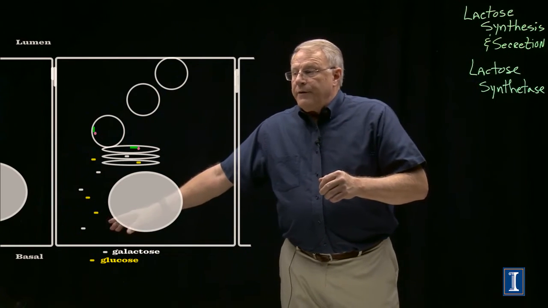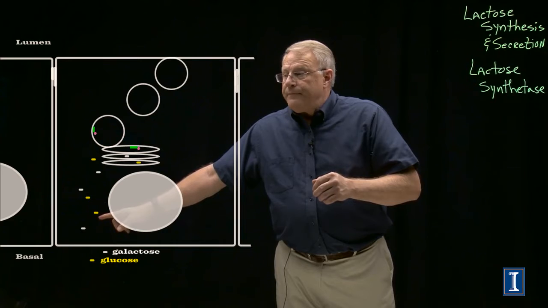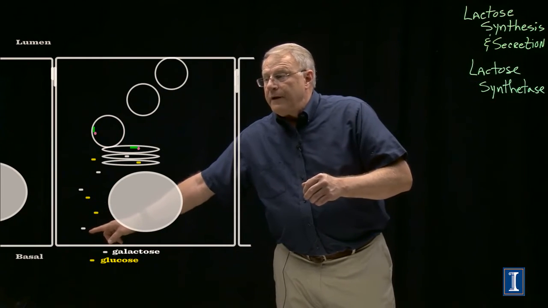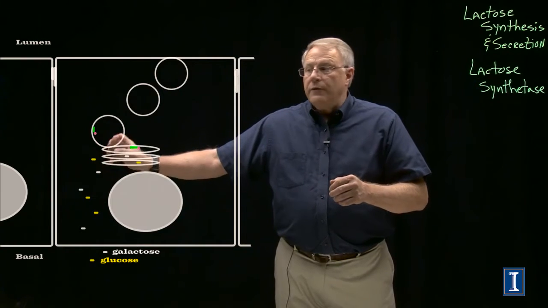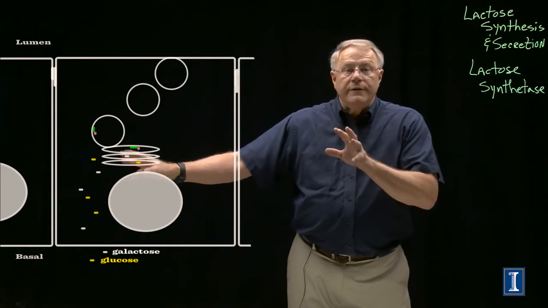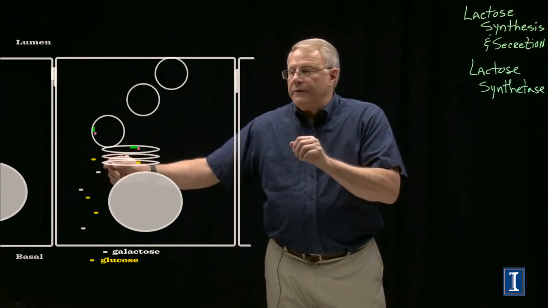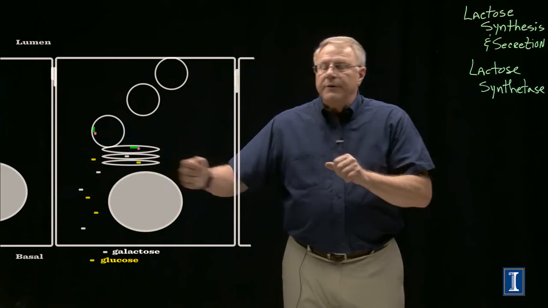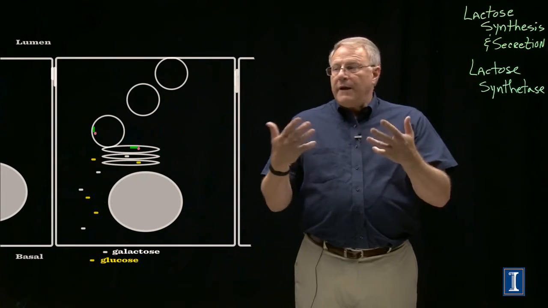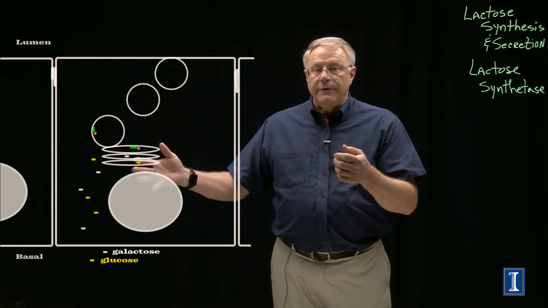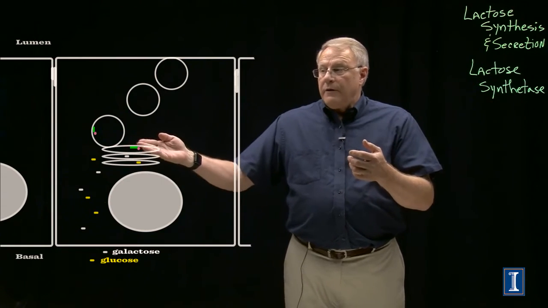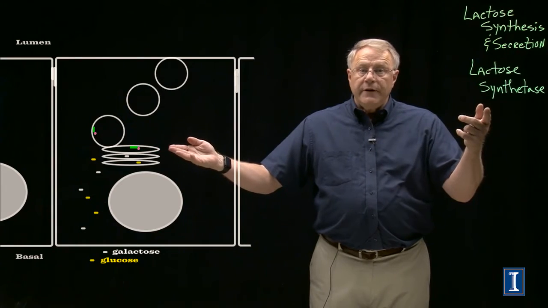So now we end up with galactose. Glucose is the yellow. Galactose is the white here, I've just indicated. And those are in the cytosol. There's certainly more to it than this, so I'm simplifying this. Those are taken up into the Golgi apparatus. So we have our precursors, the galactose and glucose inside the Golgi apparatus lumen. We have our lactose synthetase enzyme activity.